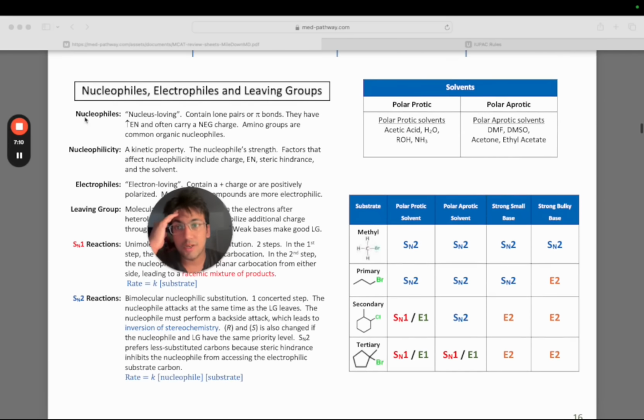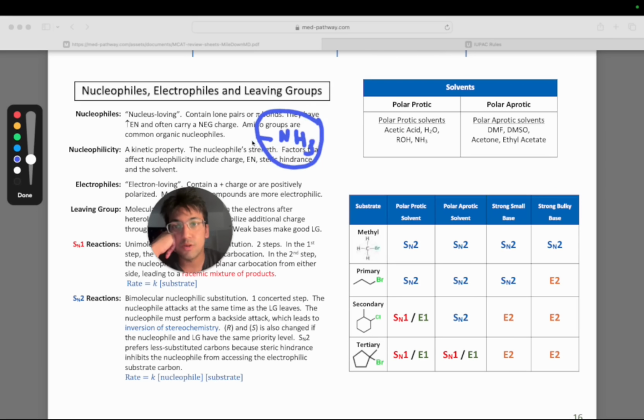So now let's talk about all these rules. So nucleophiles, as I mentioned, are nucleus loving. They contain lone pairs or pi bonds. They have high electronegativity. They carry a negative charge. And amino groups are the most common organic nucleophiles. Why is this? Well, think of an amino group, NH3 bonded to something. This is an amino group. Why is this a nucleus loving compound? Because it has those lone pairs, it has electrons and wants to be added to something.